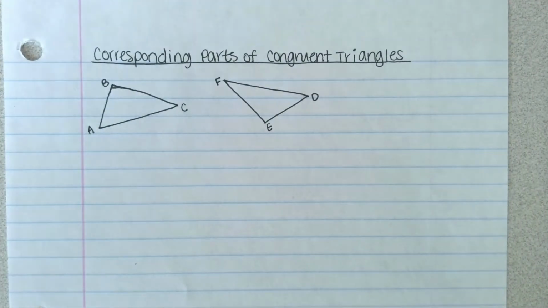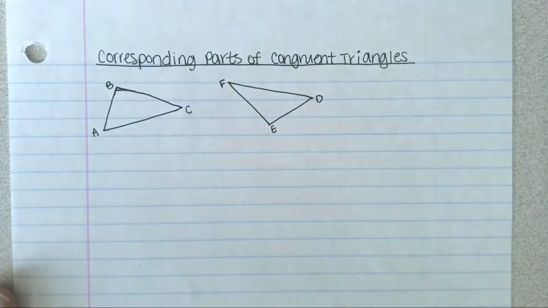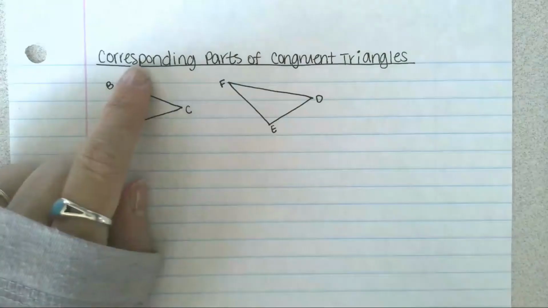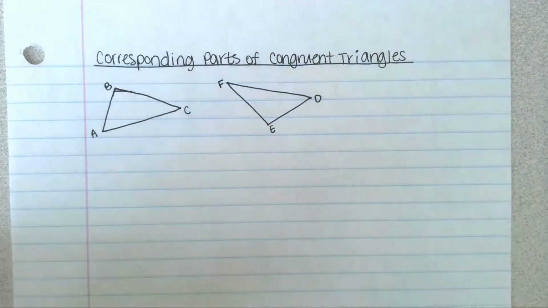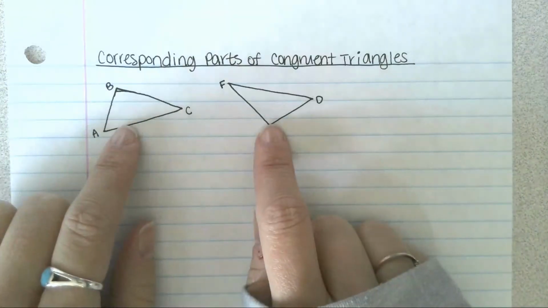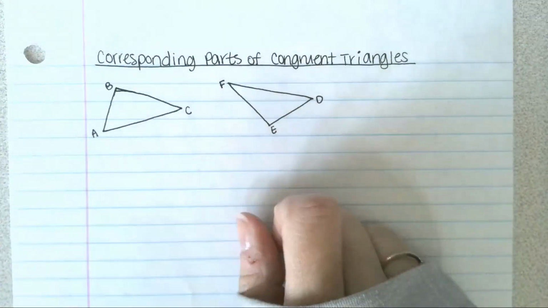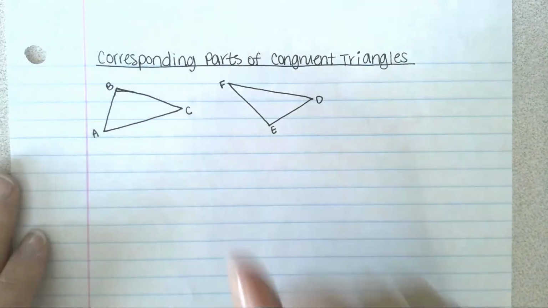Today we're going to start off triangle congruency with a lesson on corresponding parts of congruent triangles. If we're going to talk about corresponding parts, it's corresponding sides and corresponding angles. So given two triangles, if I tell you that these two triangles are congruent, we can match up pairs of sides and pairs of angles that correspond or match each other because they are congruent.